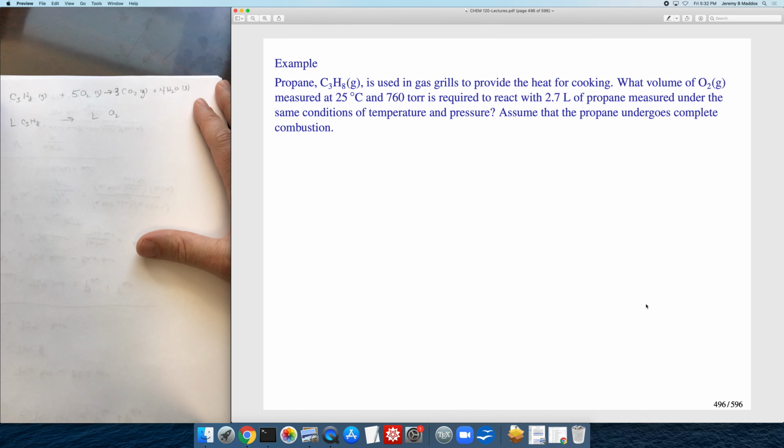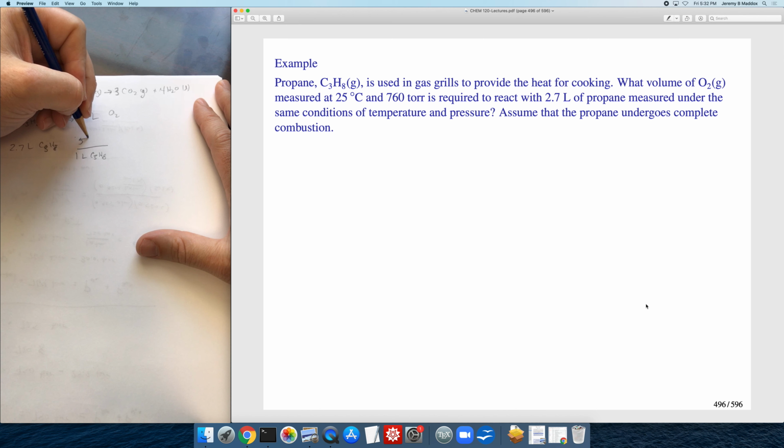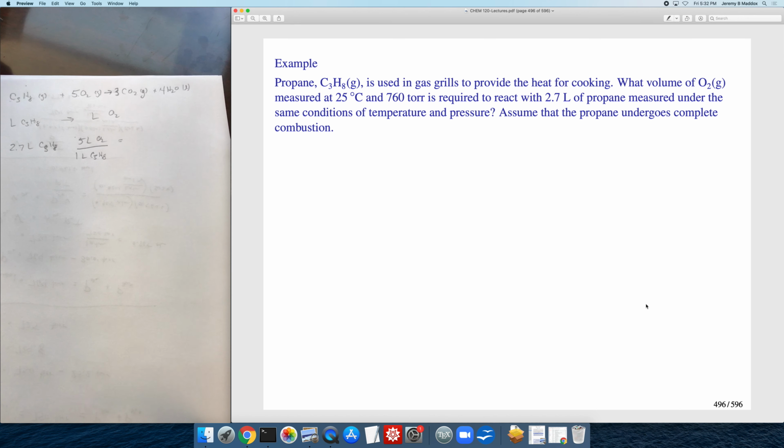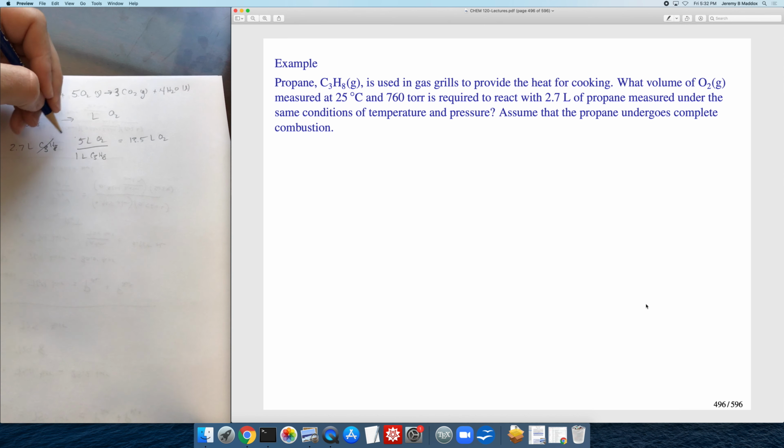So if we've got 2.7 liters of propane, we can then say, all right, for every 1 liter of propane that combusts, we are going to need 5 liters of O2. And so we'll take 2.7 times 5, 13.5 liters of O2. Okay. So this is an example of using the stoichiometric coefficients for a gaseous reaction at the volume level.